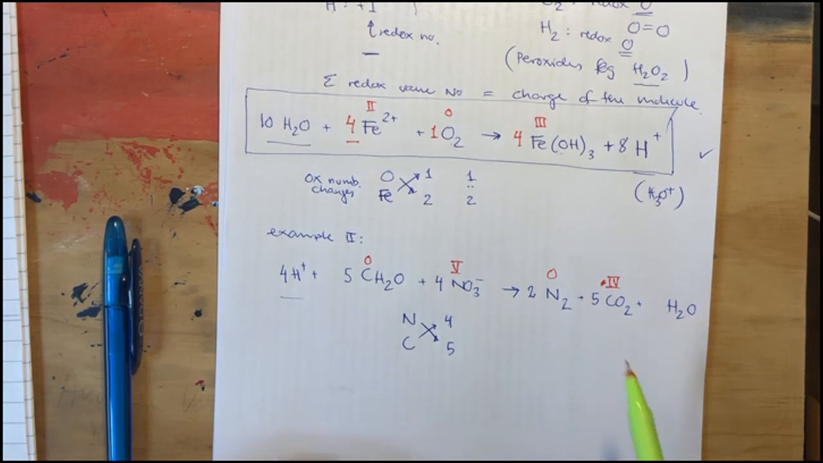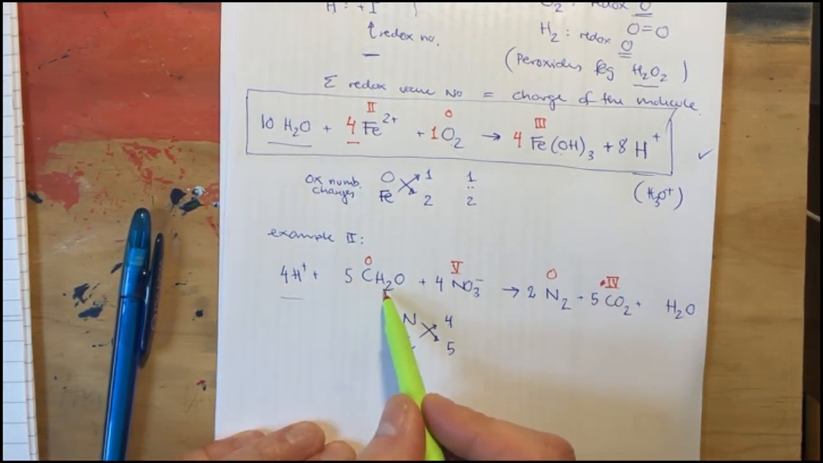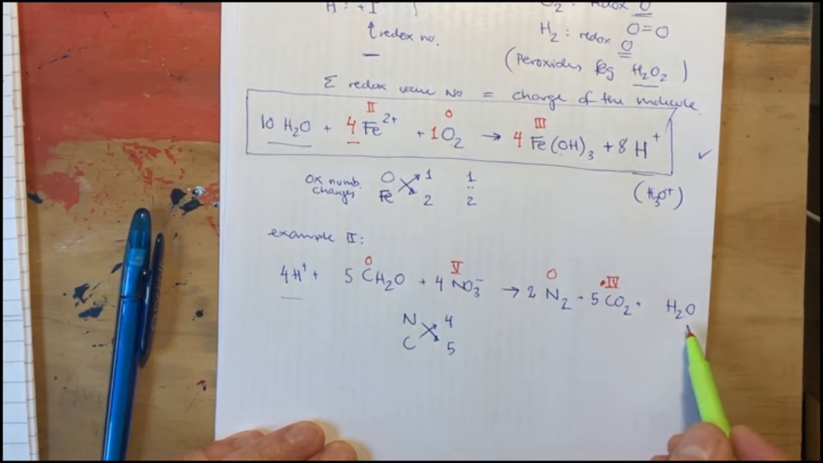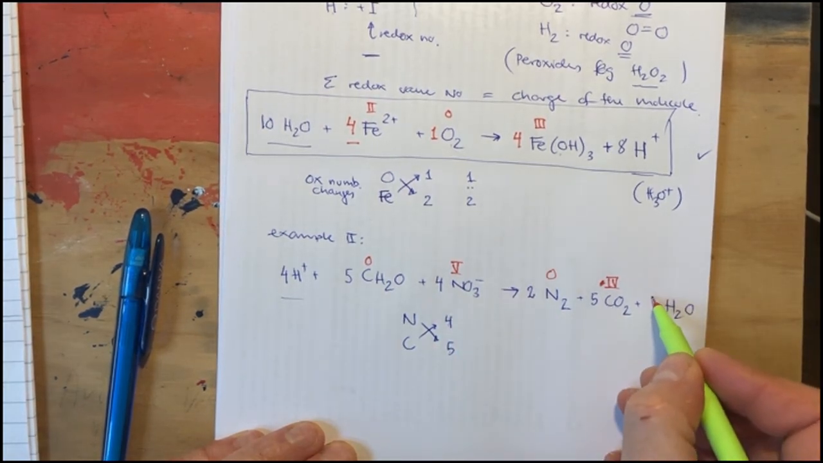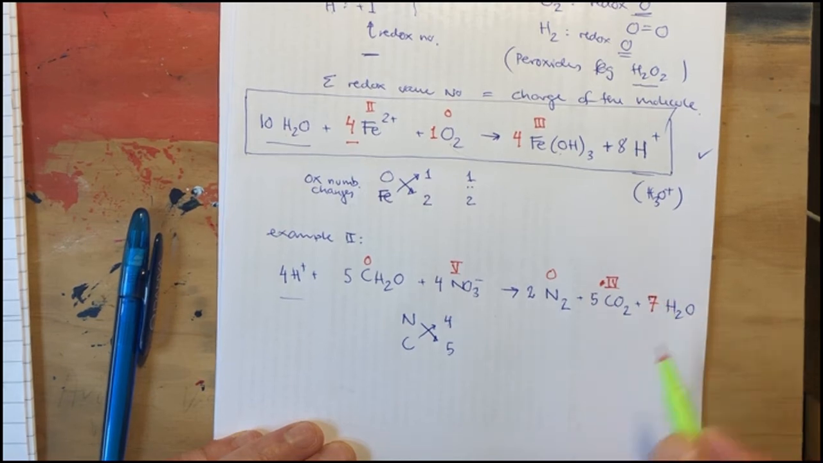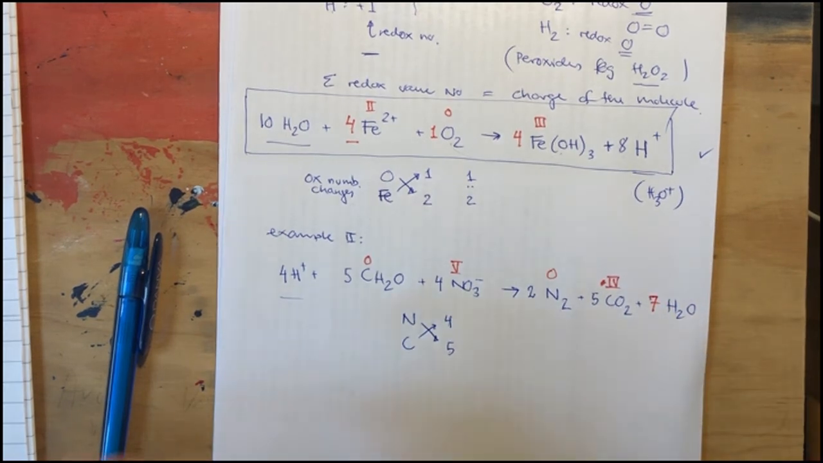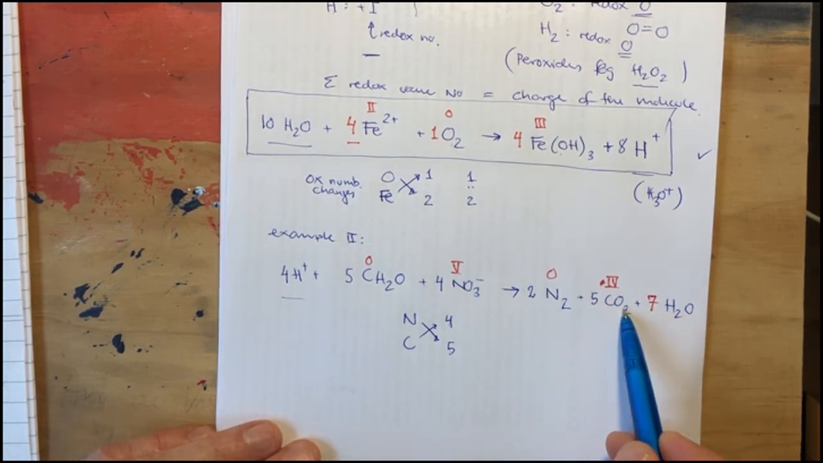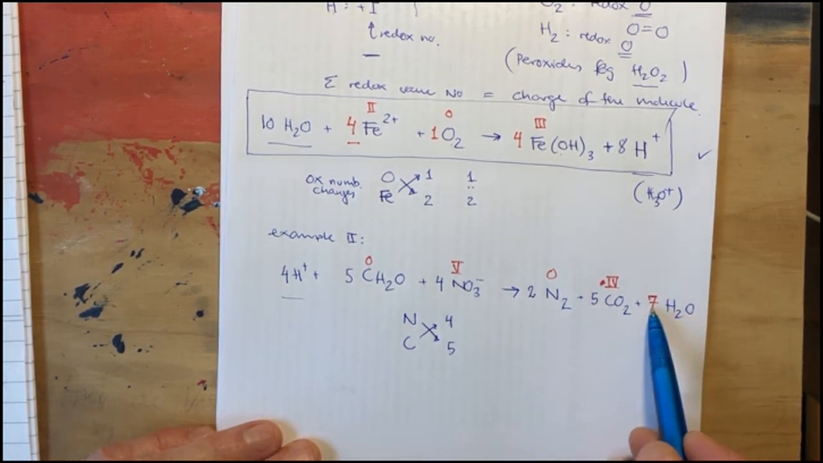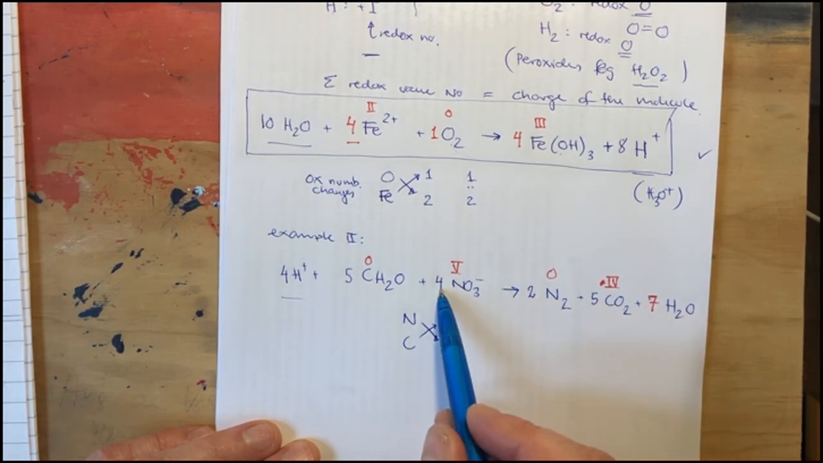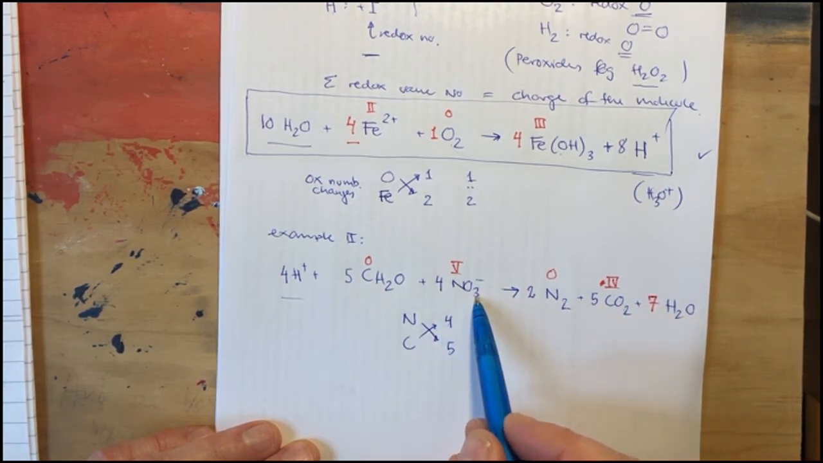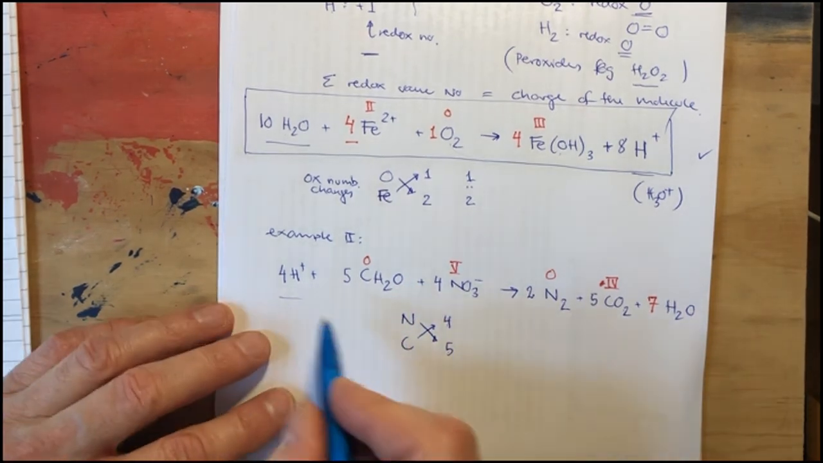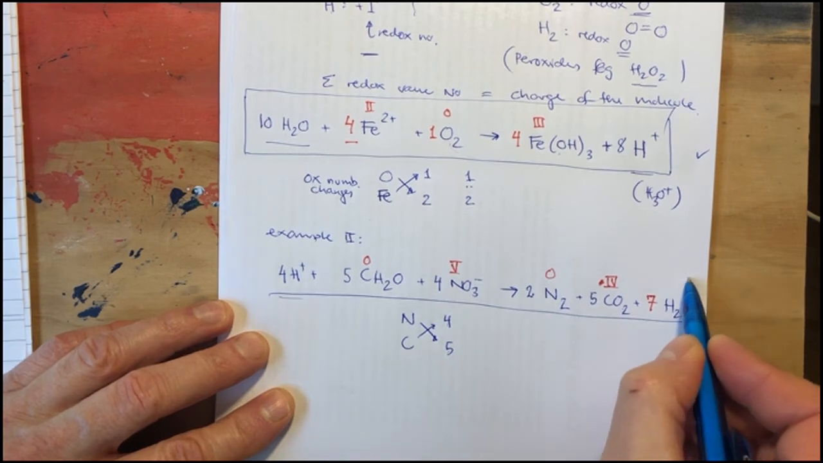Now I could look at the hydrogen. So I have 4 here, another 10 here, none here, so that's 14. So I need to end up with 14 over here. That means 7 water molecules, and then I could check with oxygen to see if things are adding up correctly. 5 times 2 is 10, plus 7 is 17. I have here 4 times 3, so 12 plus 5, which is 17 as well, so that adds up. So that's how to balance that equation.